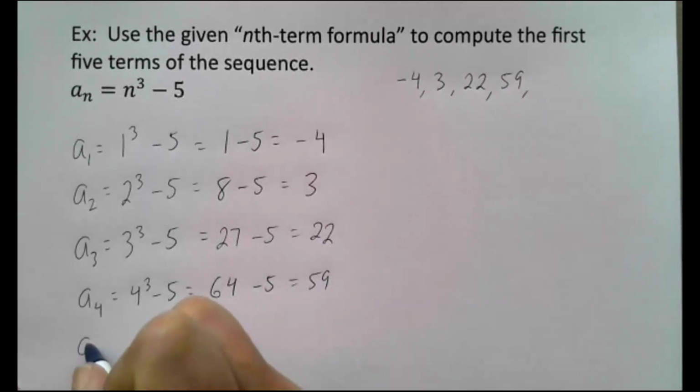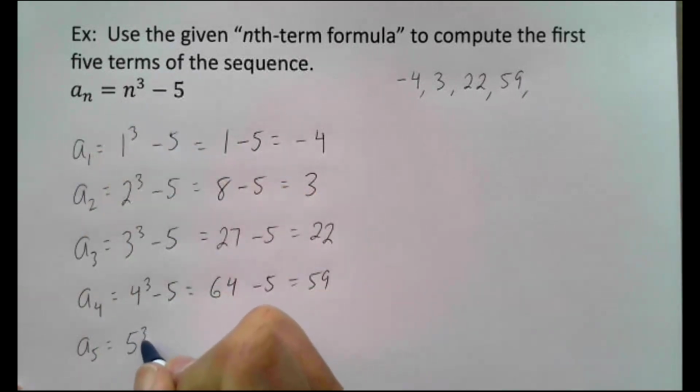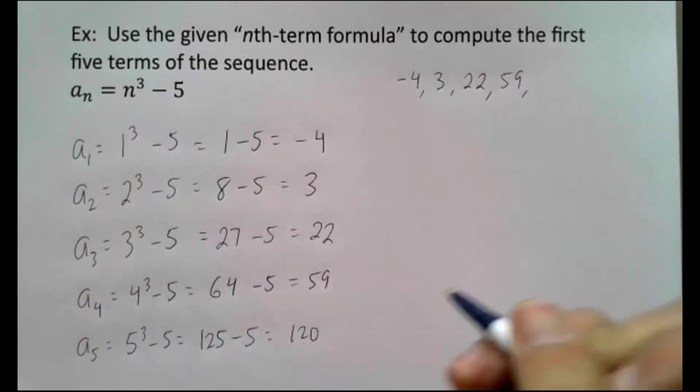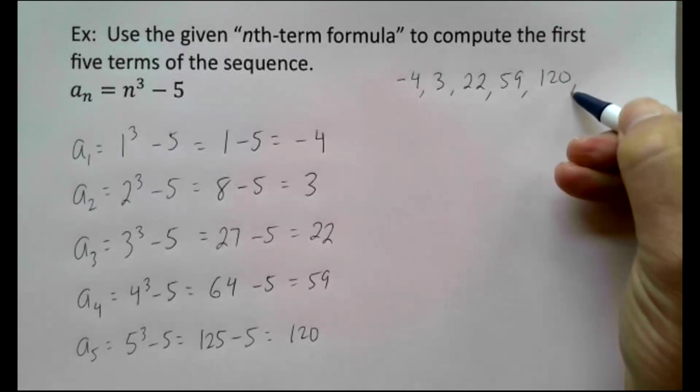What's the fifth term of the sequence? Let's put a 5 right there and see what happens. 5 to the third power minus 5. That's the fifth term of the sequence. What's 5 to the third power? That means 5 times 5 times 5. That's 125. Take away 5. So we found the first 5 terms of the sequence, right?